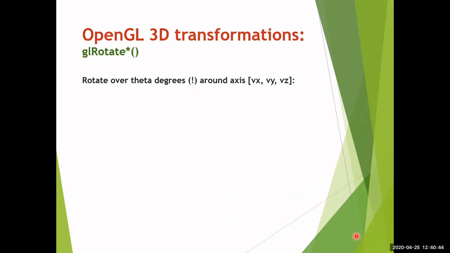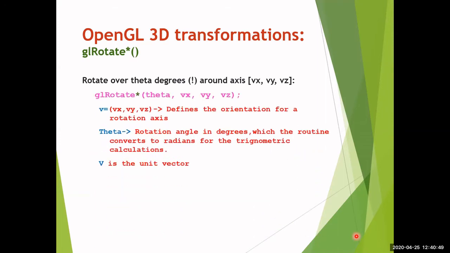Now next we will go for a rotate function. Rotate over theta degree around axis X, Y and Z: glRotate(theta, Vx, Vy, Vz). Theta is my first parameter. X, Y, Z is nothing but coordinates. So vector V, all these 3 coordinates is a vector itself. It defines the orientation for a rotation axis, in which axis they have to rotate, so that they have to use that respective matrix.